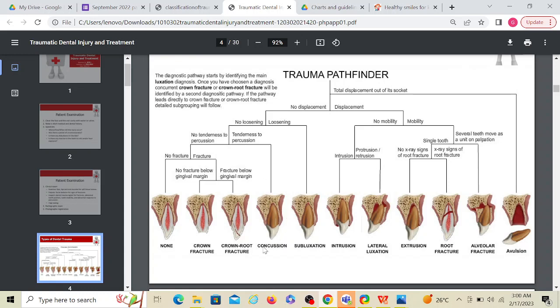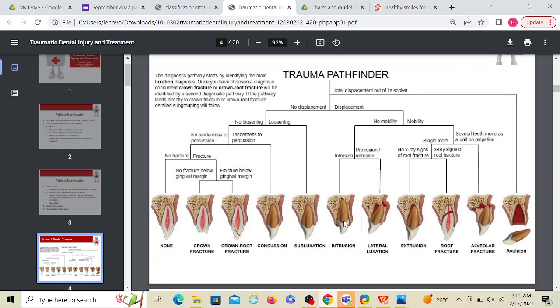Concussion has happened, do nothing. Subluxation has happened. Too much displacement and subluxation, a bit of extrusion, you can leave it like that. You don't have to do anything. But if it's really too much extruded, extract. Do not try to digitally reposition it back because you may injure the permanent tooth part.